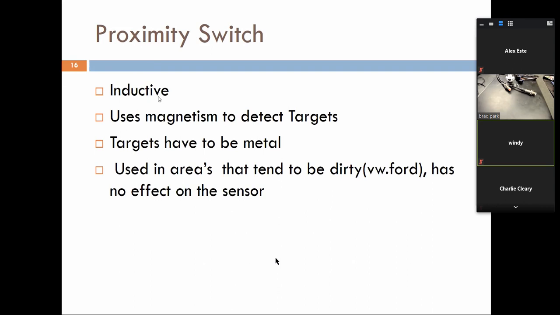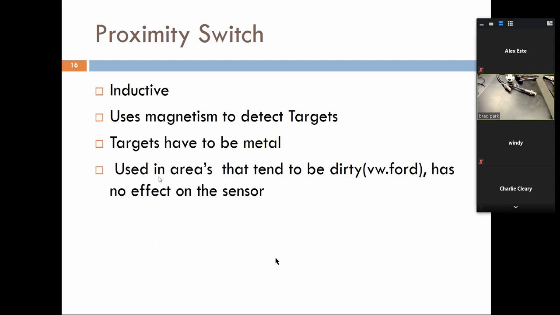So the inductive ones use magnetism. If you go way back to your 605 training, right? If you use an inductive coil, when a target, which is going to be metal, becomes close to the proximity switch, it senses the metal and changes its properties. And the proximity sensor can send that information to the box, and then the box knows that the gear is up, whatever it is.